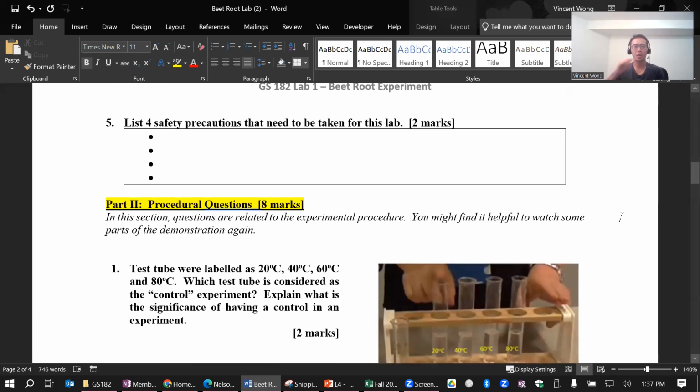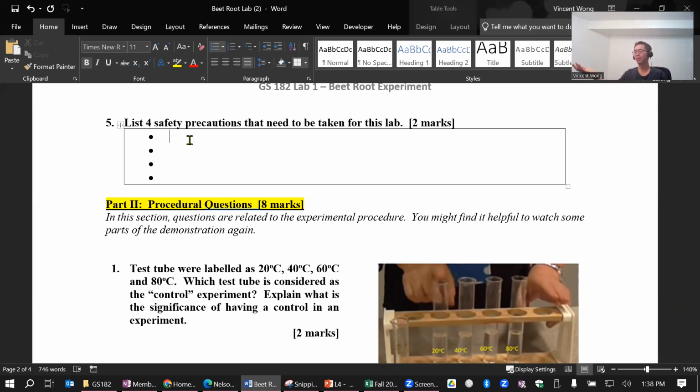List 4 safety precautions. All right. Again, I'm telling you what not to do, so that you don't lose marks. In the past, people liked to put wear gloves, wear goggles, wear lab coat, and so on. But they are all the same thing. They can all be summarized into wear personal protective equipment, PPE. So that's just one point. I want you to think about other things.